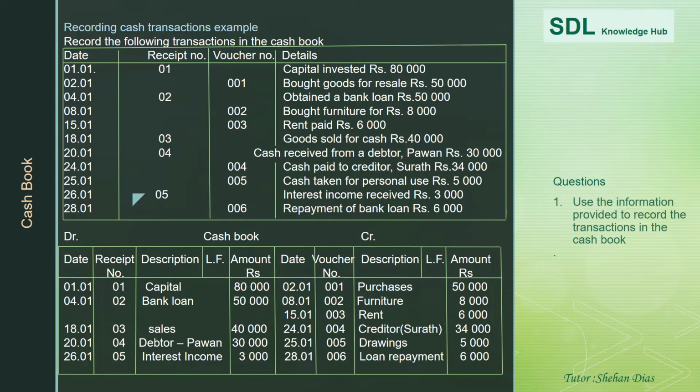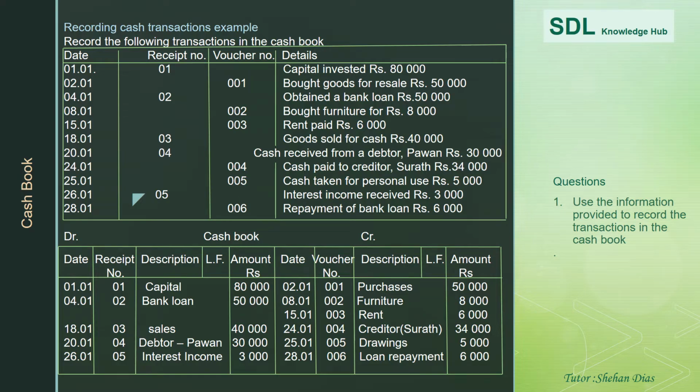Interest income received 3,000, receipt number 5. So this is an income, so cash increases, therefore on debit side receipt number 5 under description show as interest income 3,000. And finally repayment of bank loan for 6,000, which will reduce the cash balance. Therefore based on double entry principle it will be on the credit side as assets decrease. So voucher number 6, loan repayment, show amount 6,000.